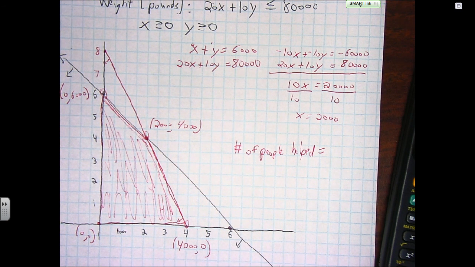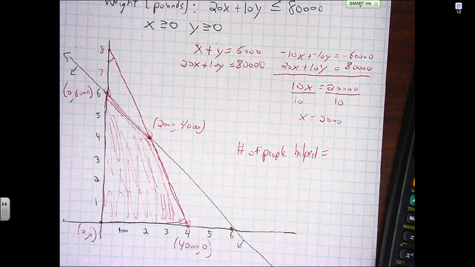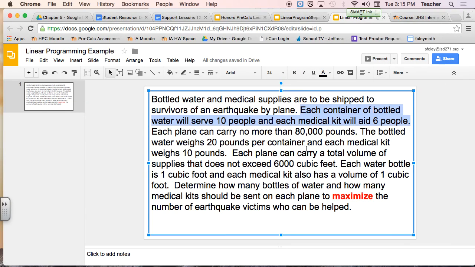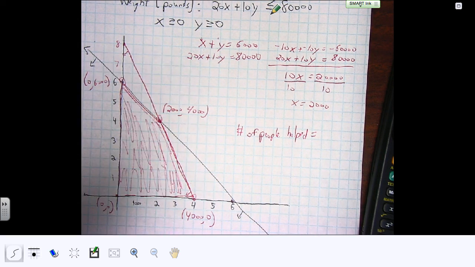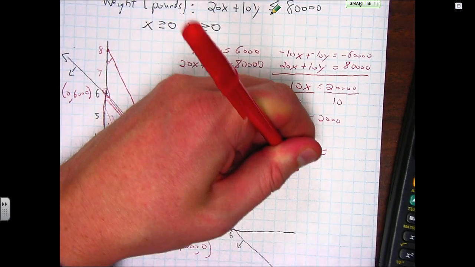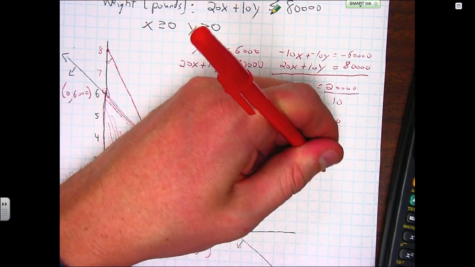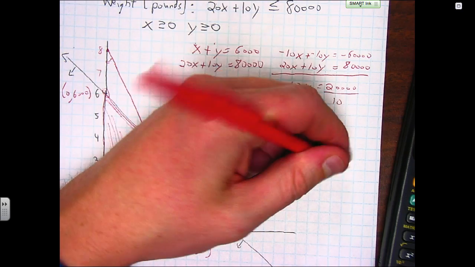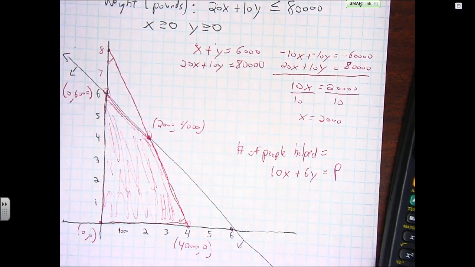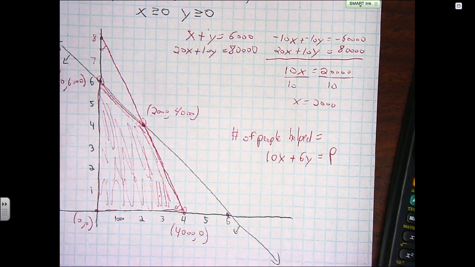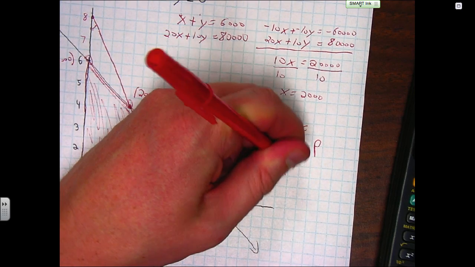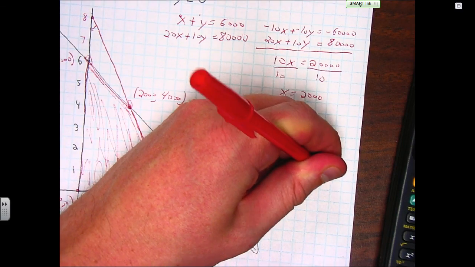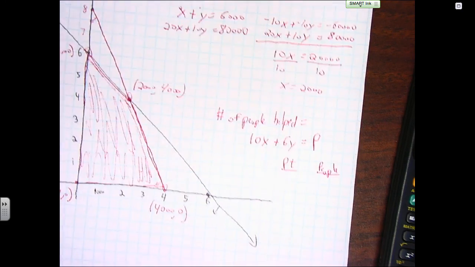Okay, welcome back. And so we remember that the two key numbers are 10 and 6. And so we have 10 people helped by each x, 6 people helped by each y, and you can just call that capital P or something for the number of people helped. And so we basically want to know which of these 4 corner points, we can sort of eliminate the 0, 0 right away, is going to help the most people. And so we're just going to list the point and then the people.